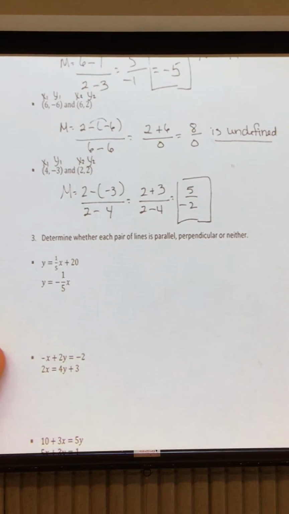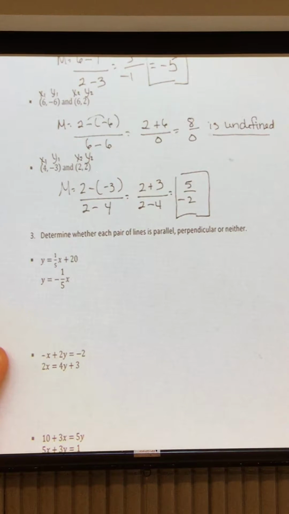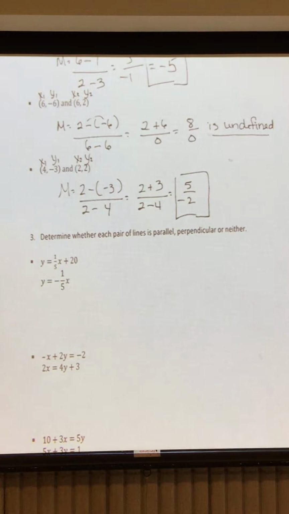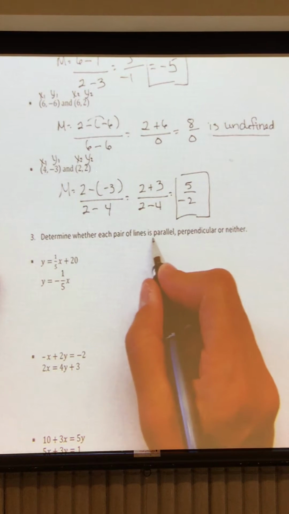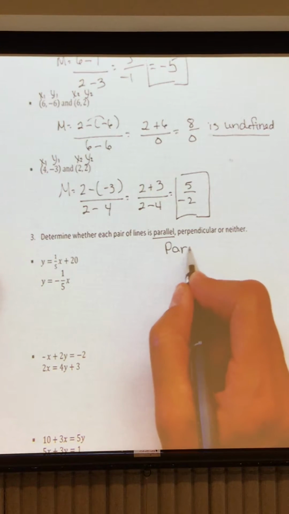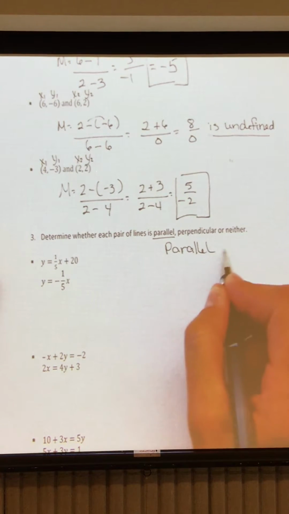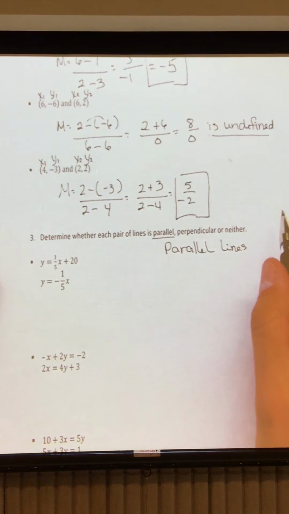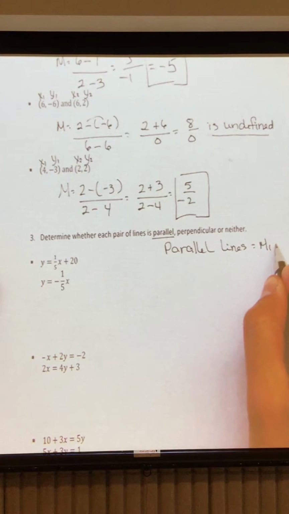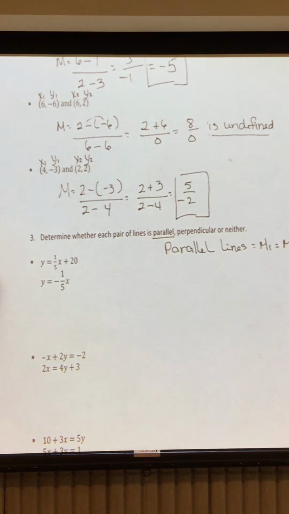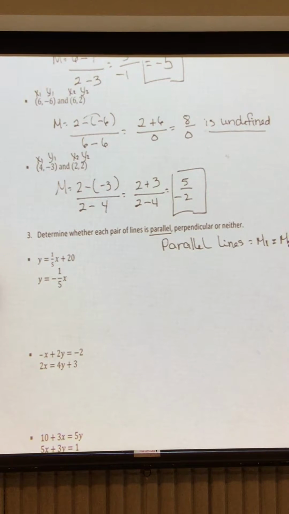Number 3, determine whether each pair of lines is parallel, perpendicular, or neither. So parallel lines have the same slope. In other words, the slope of one line is equal to the slope of the second line. Okay, slope 1 is equal to slope 2. So the lines are the same.